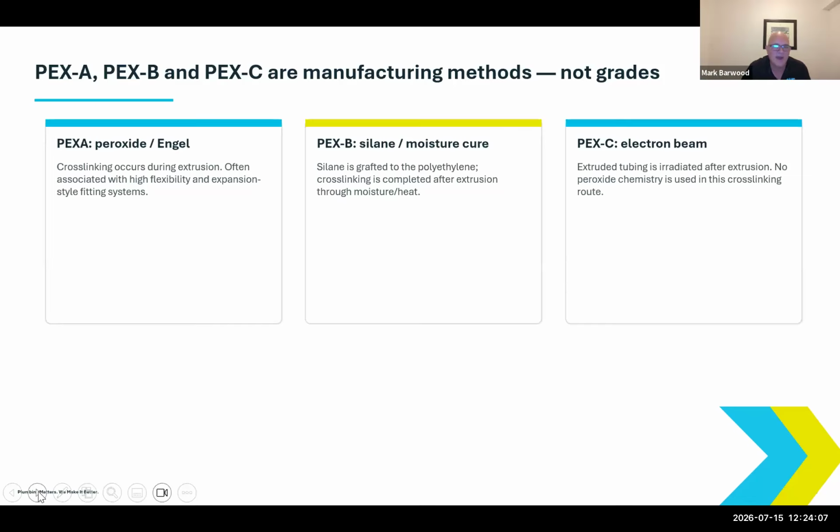Is PEX A good for every installation? In some cases, yeah, maybe it's true. PEX B doesn't have the S101, S102 designations, so you're not going to be able to use it in a fire and smoke spread application or in a plenum. And PEX C, mainly I see in heating applications. I don't see a lot of that in potable, but if it's approved, you can use it.